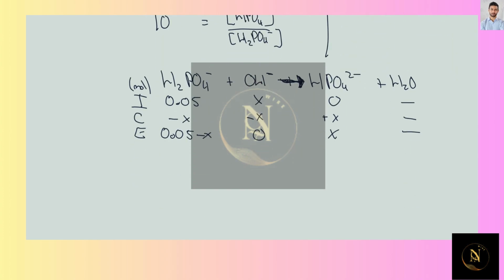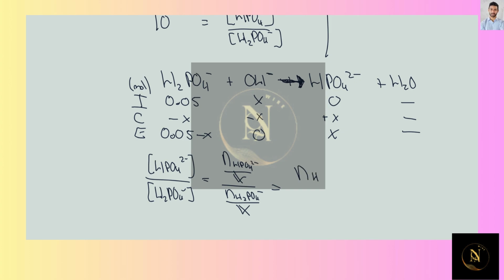Remember that whenever we do the ratio of concentrations, for example, HPO4 2 minus divided by the concentration of H2PO4 minus, this is going to be the same as the amount of mole of HPO4 2 minus divided by the volume, divided by the amount of mole of the acid divided by the volume. So volumes are going to cancel out, and this is the same as dividing the amount of mole that we have of each of the species. In this case, the volumes are going to be the same and we have the same solution.